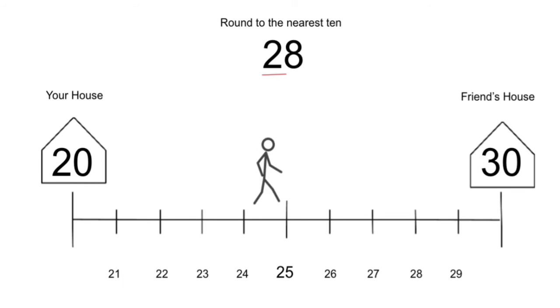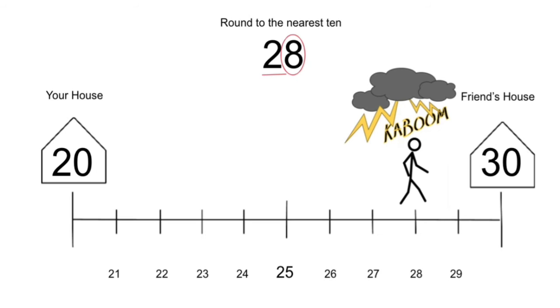You start walking to your friend's house and you get all the way to house number 28 because there's an 8 in the ones place on your given number before the thunder and lightning starts. Yay, you are much closer to your friend's house, so you can run there instead of having to run all the way home. 28 rounds to 30 because 30 is closer to 28 than 20.